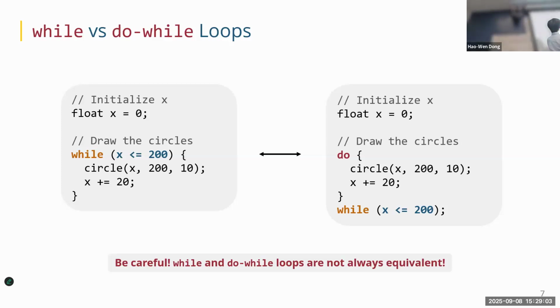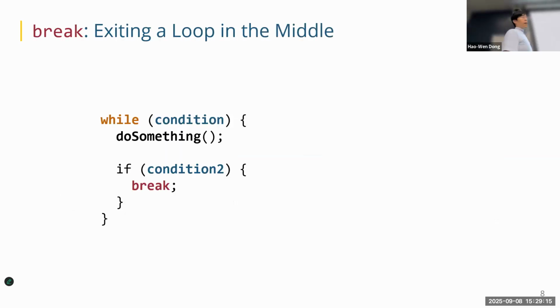So in one case, I first check whether this condition holds, then I do something. And in the other case, I do something, then I check. And break is another way to get out of the while loop in the middle. In a while loop, you do have this condition, so you will do something, and whenever this condition is true, you can break. So this is actually equivalent to putting that condition 2 into the while loop.